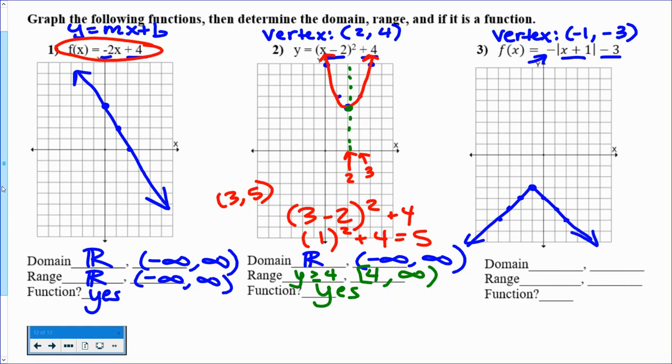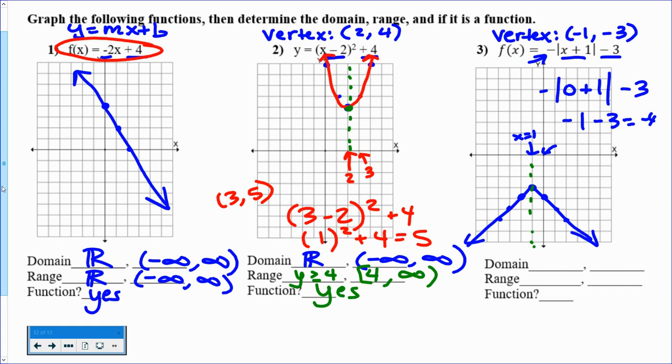Like I said before, we've got x plus 1, so you could test 0. 0 plus 1 would be 1, so negative 1 minus 3 would be a negative 4. So right there, match a point on the other side. This also had an axis of symmetry.